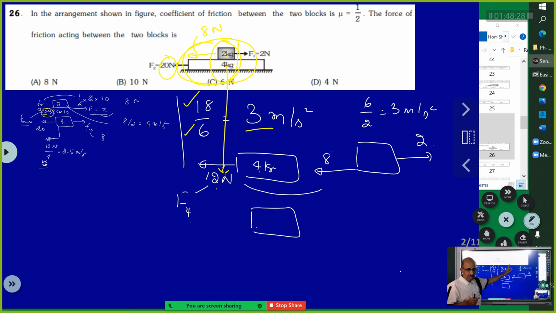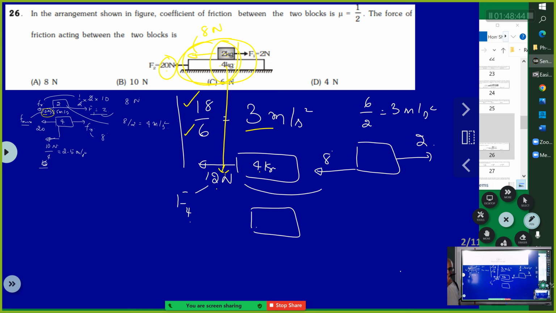But if you go beyond that particular point, then the demand for friction will be more than 10 newtons, and then they will start slipping. Is it clearly understood? Everybody there?